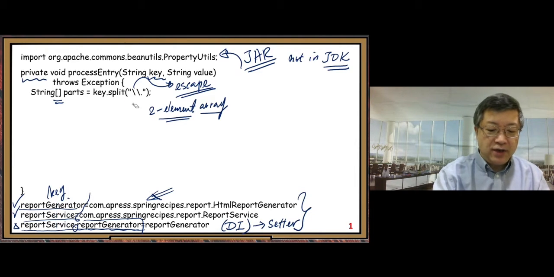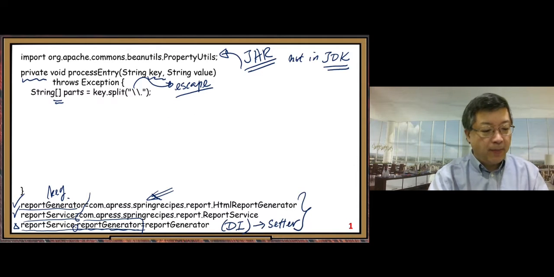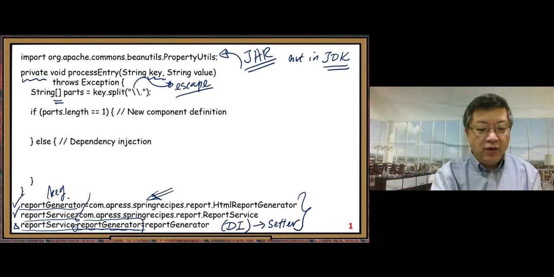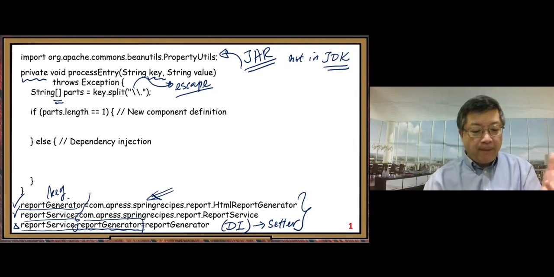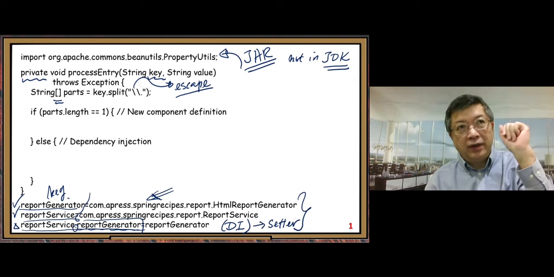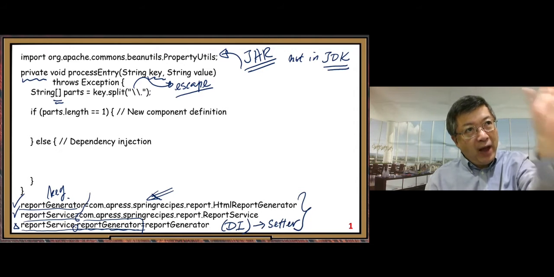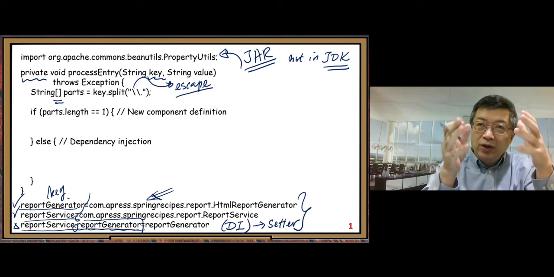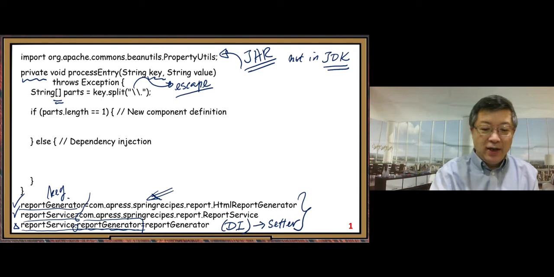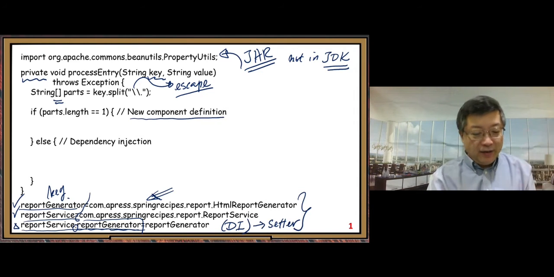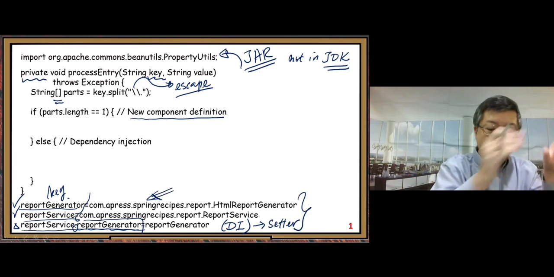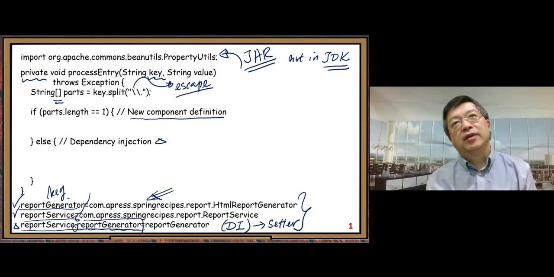All right, let's understand the next part. We use an if statement to look at two different cases. The first case, length equals 1, means you only have one string in that key without a dot character. When you have that format, you want to create a component using that name, so a new component definition. The second case, you have that dot, so you have a component name and also the property name separated by that dot, so you want to do the dependency injection. So you separate two cases.